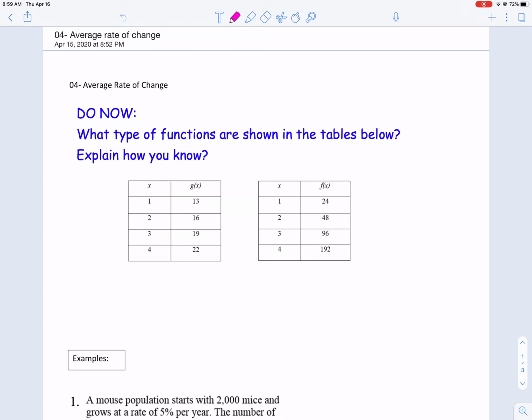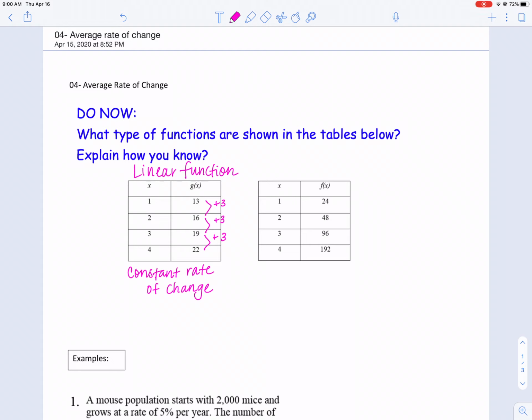So when you take a look at your first table, g of x, if you notice your x values are increasing by 1, 2, 3, 4. And if you notice your g values, how are they increasing? Like from 13 to 16, 16 to 19, 19 to 22. They're all increasing by 3. Okay? So that has what we call a constant rate of change. Okay? And that is known as a linear function.